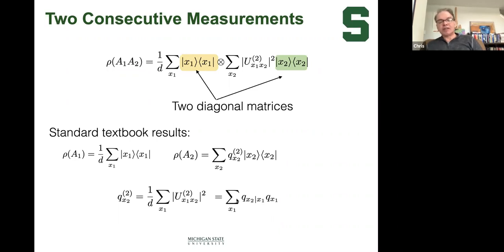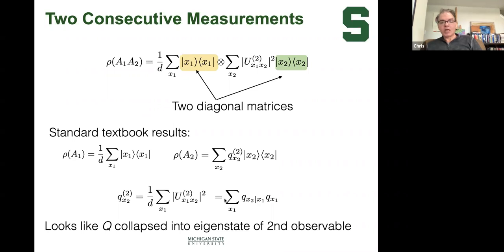In other words, every known result about 2 consecutive measurements works exactly like it should with this formalism. That's why I'm saying, while this formalism isn't exactly how everybody else teaches it, you shouldn't be thinking about the old ways of doing things. This is the way to do things, and you will not make a mistake. All results will come out exactly. And again, of course, it looks as if the quantum state collapsed into the eigenstate of the second observable, right?